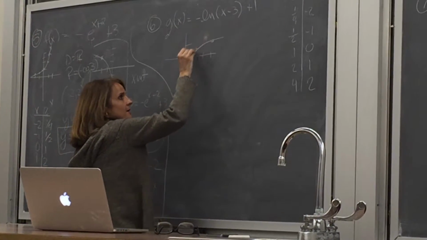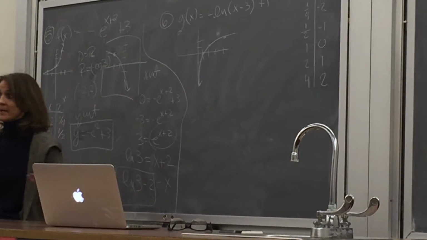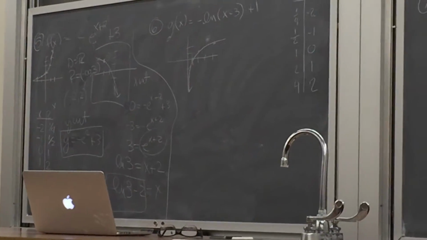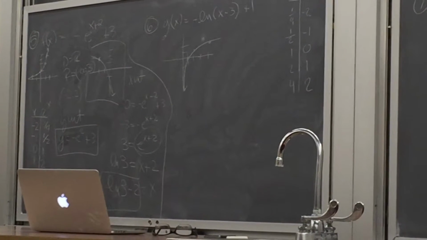So look, here's my graph, okay? That's how I can generate it if all else fails. Okay, but I have a negative out front. What's the negative out front going to do?